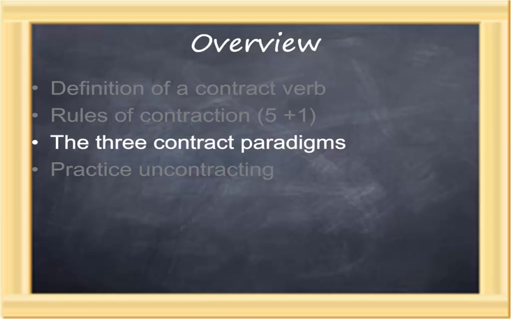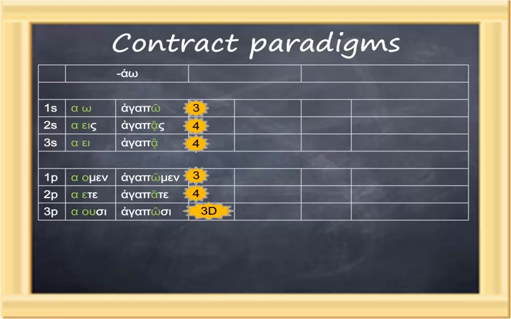As you may have discerned, there are three primary paradigms because there are three types of contract verbs, those that end in alpha, epsilon, or omicron. We'll use our paradigms, agapao, poieo, and pleirao, to illustrate the formation of these endings and show you what they look like. Alpha contracts consist of the stem vowel alpha plus the connecting vowel and ending. They contract according to the following rules.